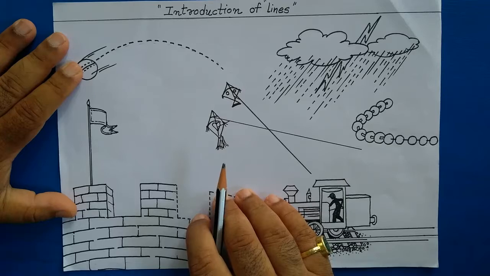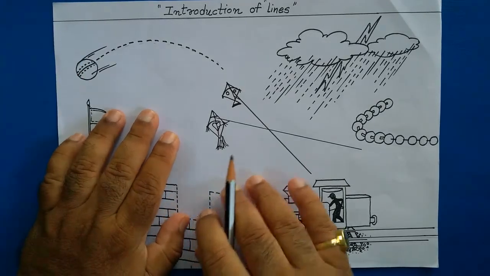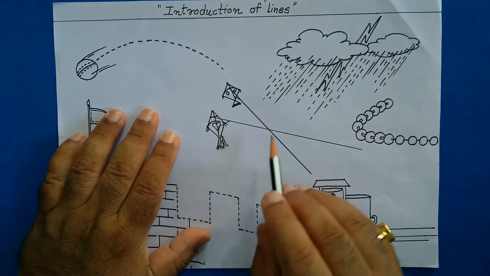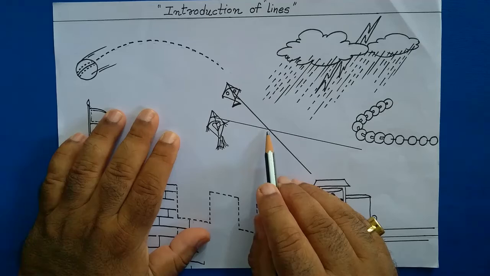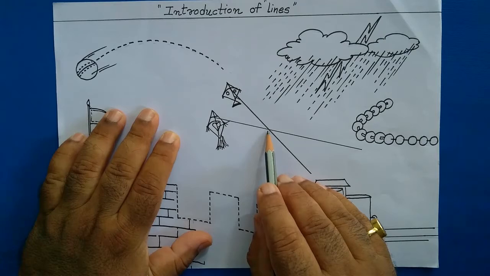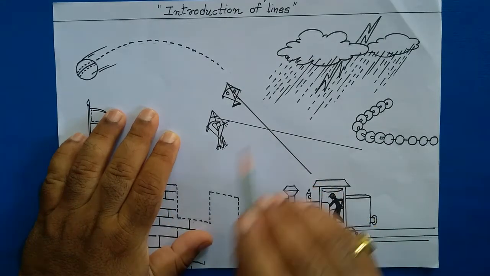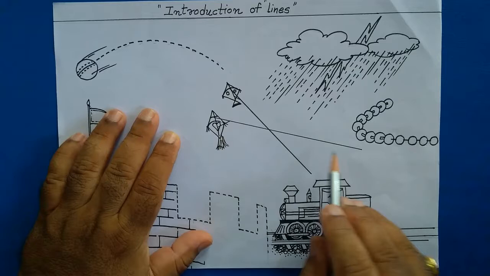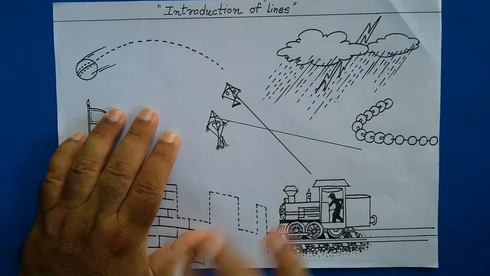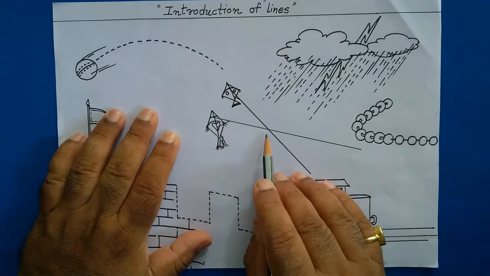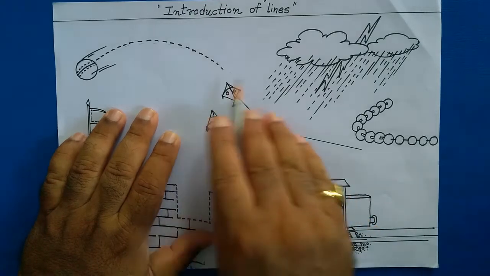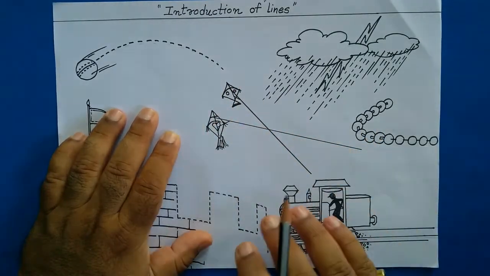If we want to cut kite of our friend, then we must cut the string of that kite. When a kite tries to cut another kite, both the strings touch each other at one point and make this X-like mark. That is a good example of intersecting line. Intersecting lines are those lines which cut each other at a point and make an X-like shape.